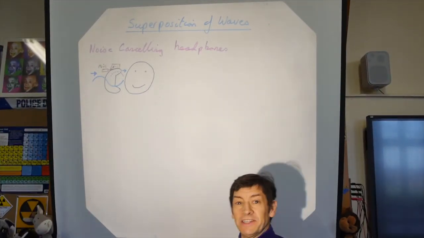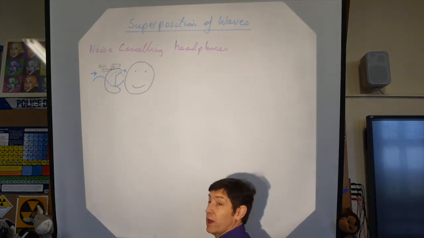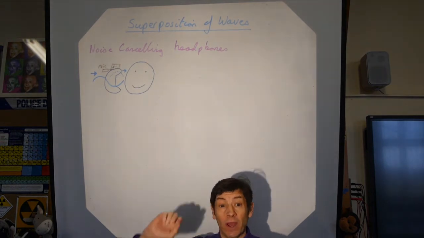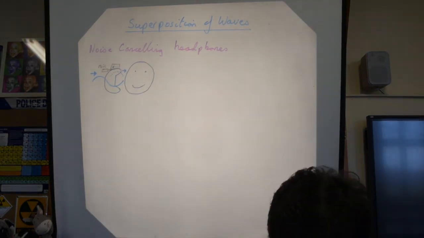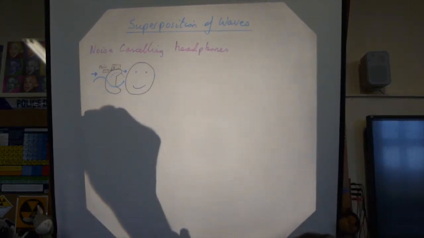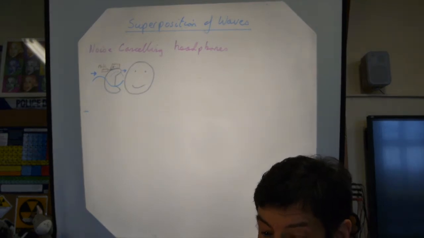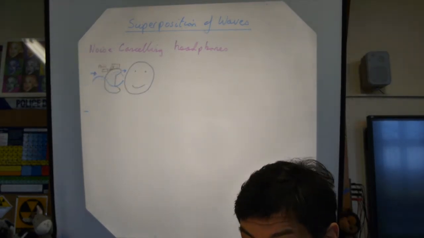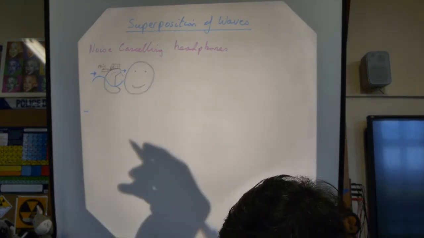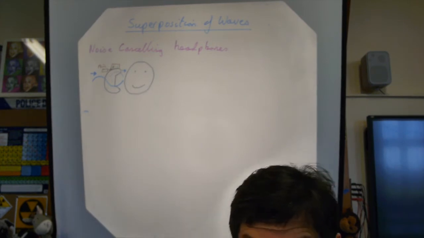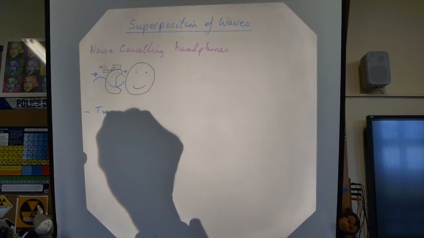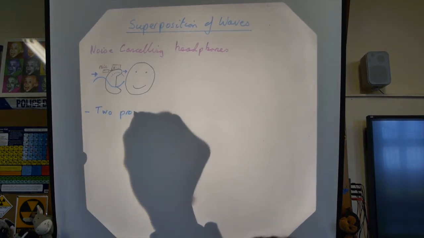So our noise cancelling headphones use an interesting property of waves. They use superposition, the addition of two waves. I'm going to give you the rules for this to happen. When we get superposition, the two waves meeting head on and adding mathematically, there are certain rules that have to apply for us to get this sort of cancelling or addition effect. So we have to have two progressive waves, obviously two or more in fact, but two progressive waves.